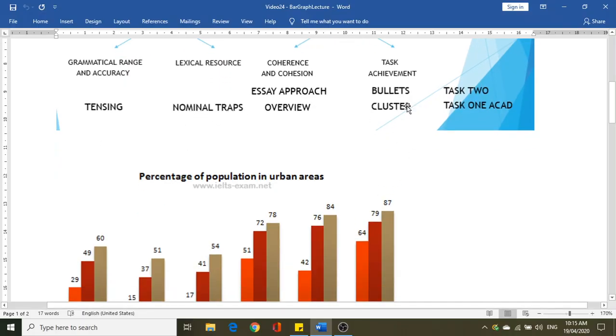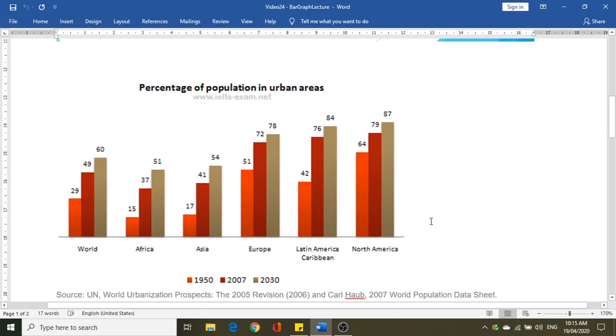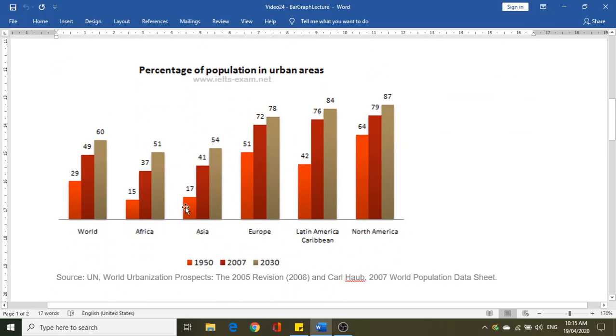And then the cluster, okay. So this is how I would cluster the data. So for example, I will cite first 1950 figures for these two. 15 and 17% in comparison to that there. That's the first cluster. And the second cluster would be grouping these three together, Europe, Latin America, and North America, in comparison to the world figures. So that's the first group of clusters.